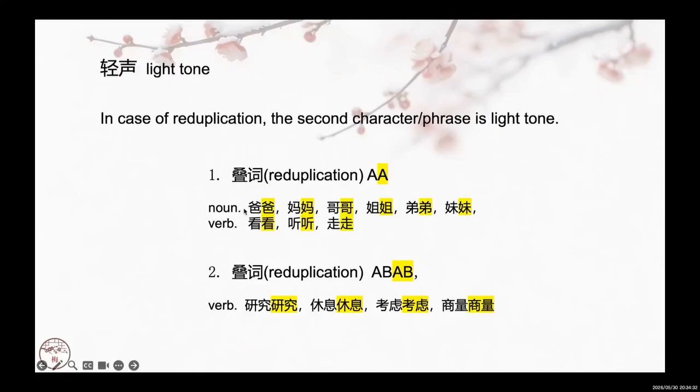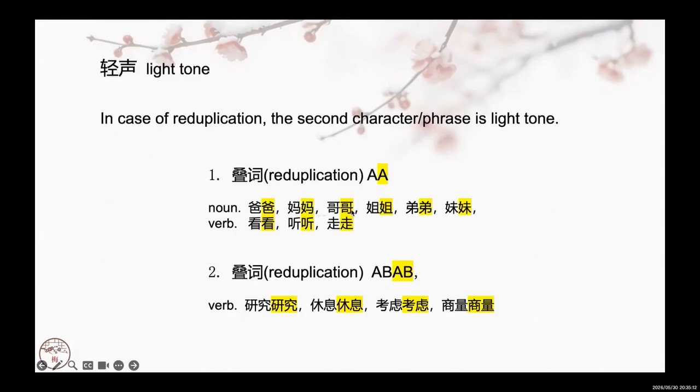So for example, for the noun, these are all the titles for the family members. For example, 爸爸 means father. No, we don't say it this way. We say 爸爸. The second character is lighter, right? It's lighter than the first character. 妈妈 means mom, mother. We say 妈妈.